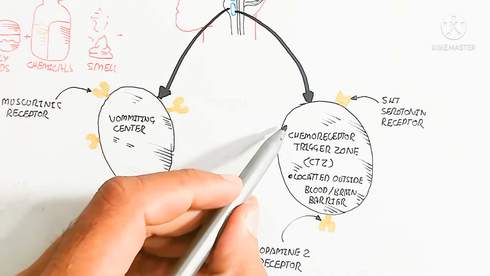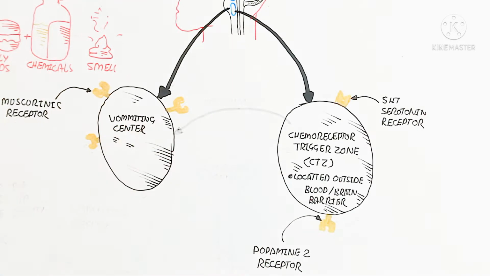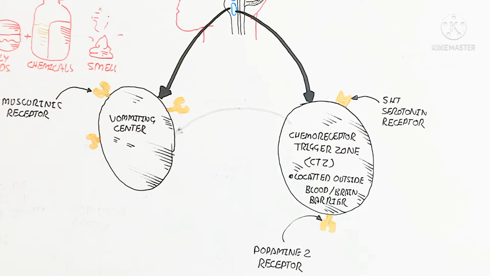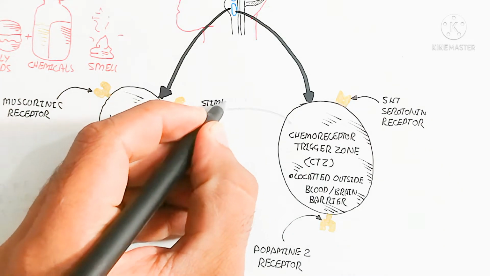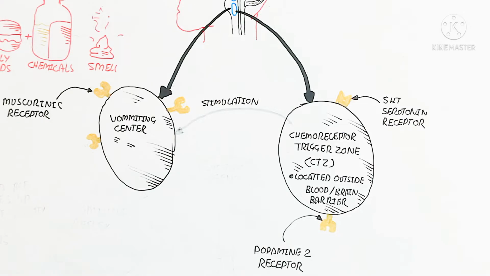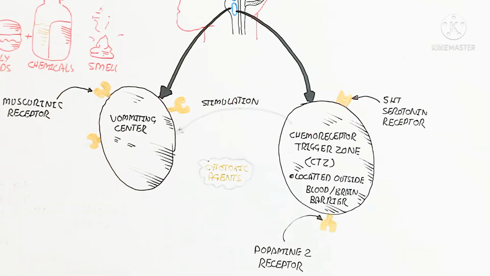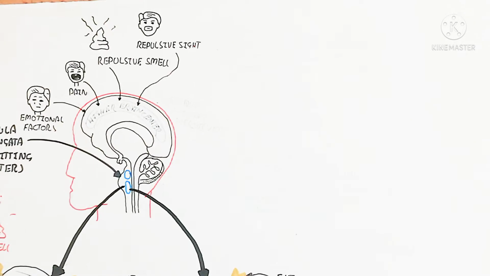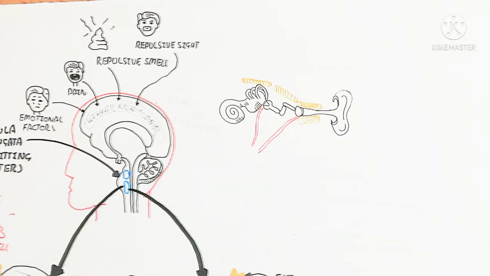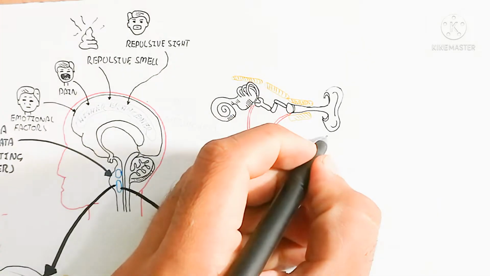Here are the dopamine 2 receptor and the 5-HT serotonin receptor. The 5-HT receptor is present for receiving serotonin, and dopamine here too. The chemoreceptor trigger zone will be stimulated after getting information from the higher brain cortex, or from a cytotoxic agent or something, which will lead to stimulation of the vomiting center and the vomiting reflex.